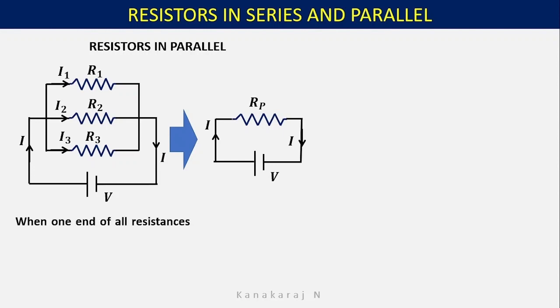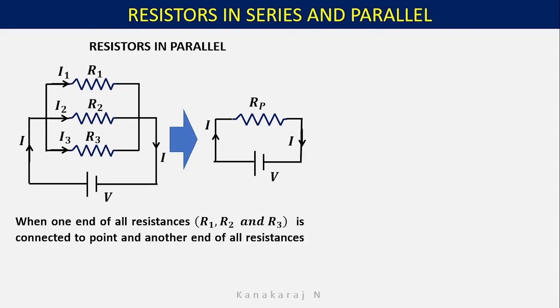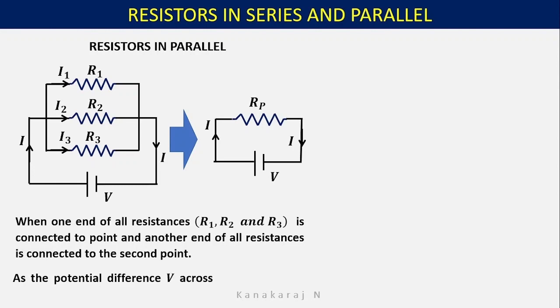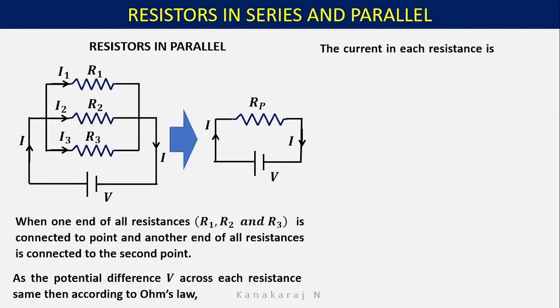When one end of all resistances R1, R2 and R3 is connected to one point and the other end of all resistances is connected to a second point, then this comes under parallel connection. As the potential difference V across each resistance is the same, according to Ohm's law, V equals IR. As V is the same, I is proportional to 1 by R. The current in each resistance is different, provided resistances are different.